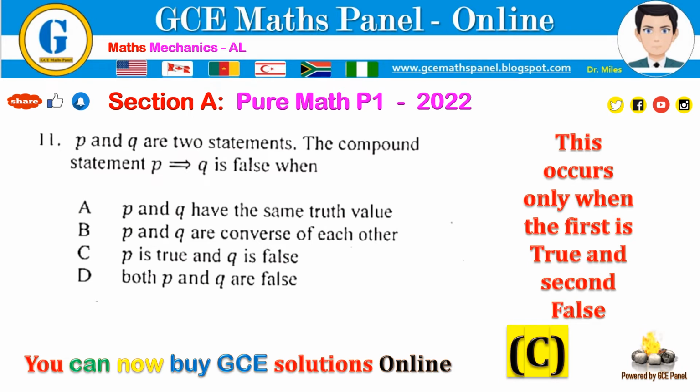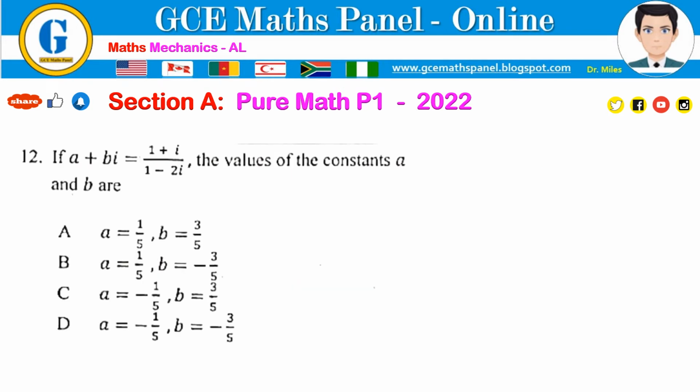Okay. Question 12. If a plus bi is equal to 1 plus i over 1 minus 2i, the values of the constants a and b are. With this question, we are just going to simplify the right hand side by multiplying the numerator and denominator by the conjugate of the denominator, and it's going to be in that form a plus bi. Now, when it's in the form a plus bi, we equate their coefficients.